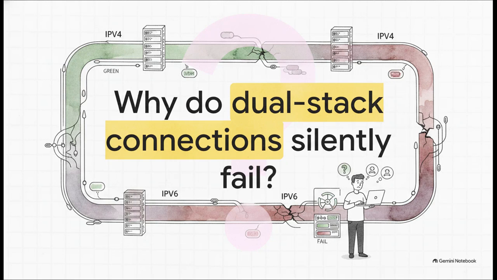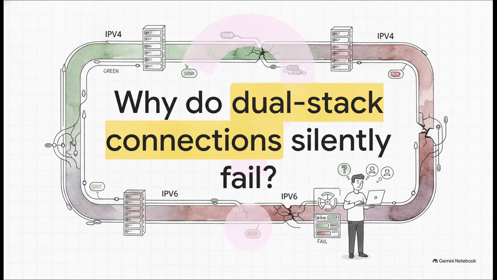So picture this. You're trying to debug a network issue. Literally, every light on your dashboard is flashing green, but your users, they're practically rioting over these mysterious random slowdowns. We've all been there, right? Well, today, we're unmasking this incredibly frustrating reality of silent dual-stack network failures.